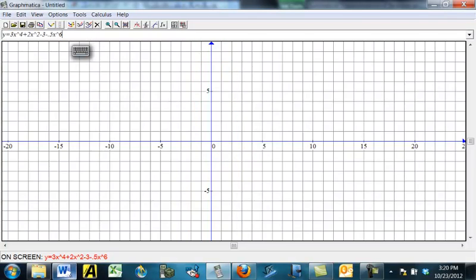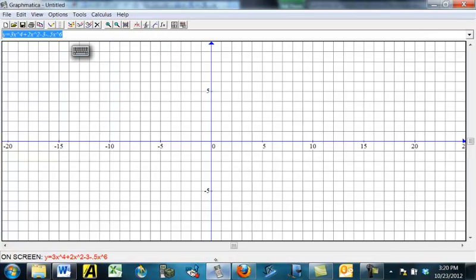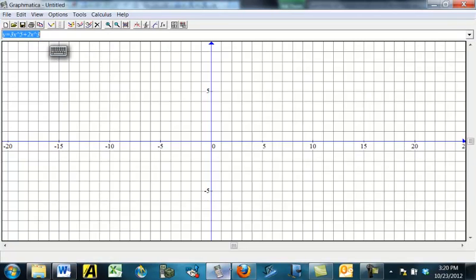Now let's look at the other one with the 3x to the fifth, 2x cubed, minus 3x. y equals 3x to the fifth plus 2x cubed minus 3x. Now we haven't studied what this graph's going to look like, but we do know it's going to have origin symmetry. So whatever we see, say on the right half of the graph, we can rotate it around to get what's on the left half of the graph.